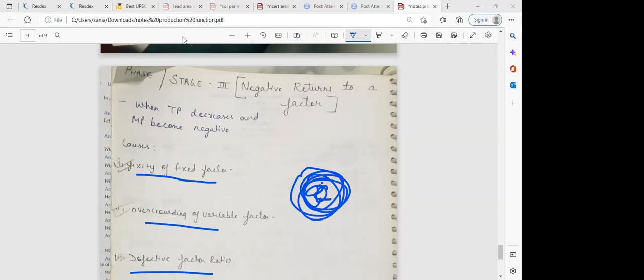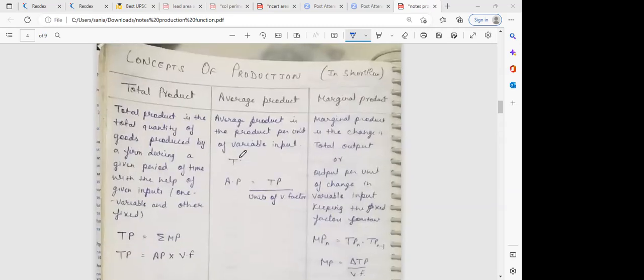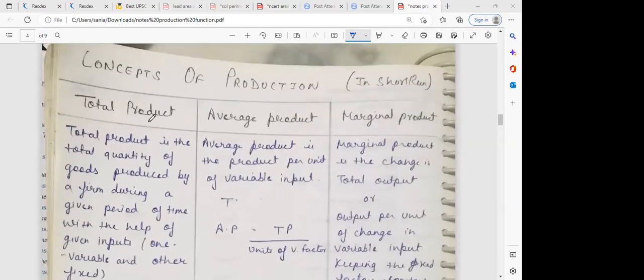Okay. So now let's do the next topic. I hope the law of variable proportions is very clear to everyone, right? Any doubt in the law of variable proportions? No, ma'am. Okay, very good. Now let's start with the next topic, where you were wondering what is this TP, what is this AP, what is this MP. So let's discuss them one by one.